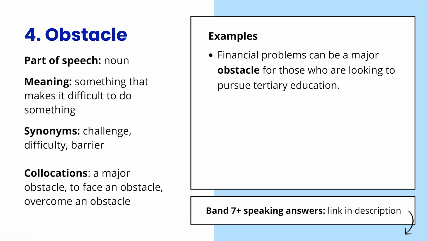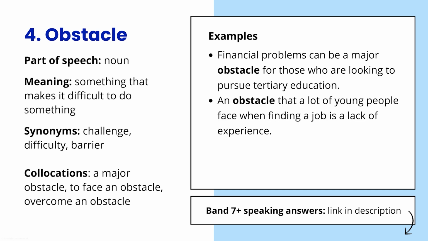So in this sentence, we're saying that not having enough money can make it difficult for people who want to go to university and study at university. Here's a second example. An obstacle that a lot of young people face when finding a job is a lack of experience. So we're saying here that a problem, a challenge that a lot of young people face is not having enough experience. So obstacle is a great word to use when there is a difficulty or when something is really hard to do. It's a really great word to use when you're talking about a problem.